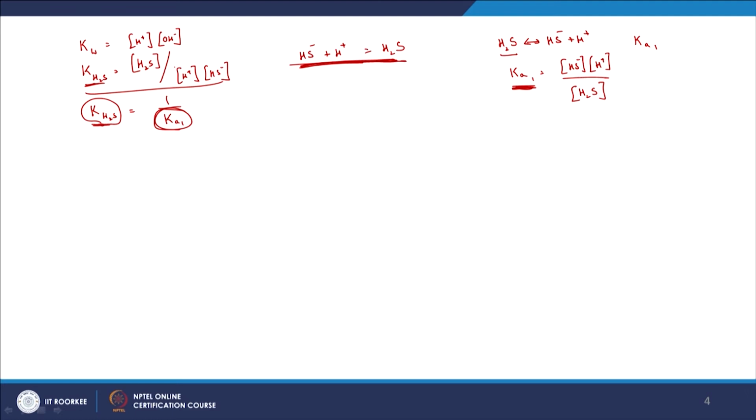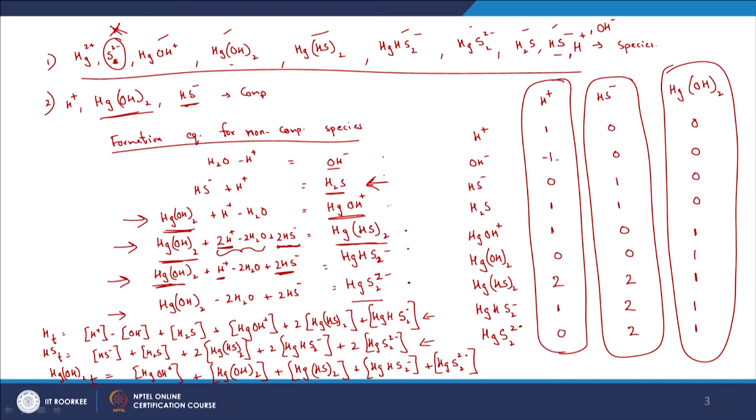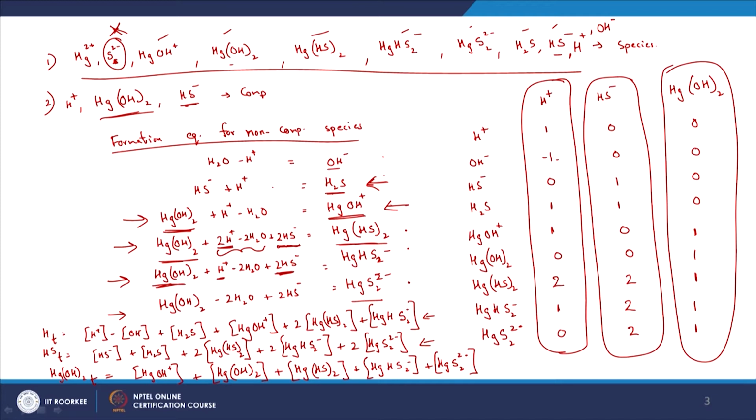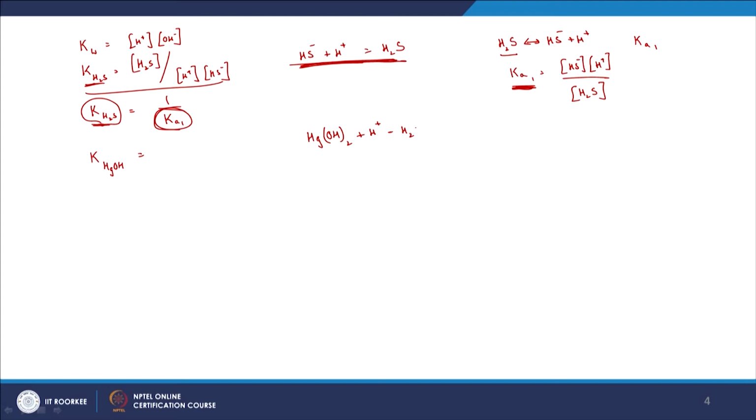Let us say I can also have KHgOH, and that is for which equation now? HgOH would be this equation here, right? And how did we form that equation here? We had to come up with Hg2 plus plus H2O, and it is in equilibrium with HgOH plus plus H plus, right?